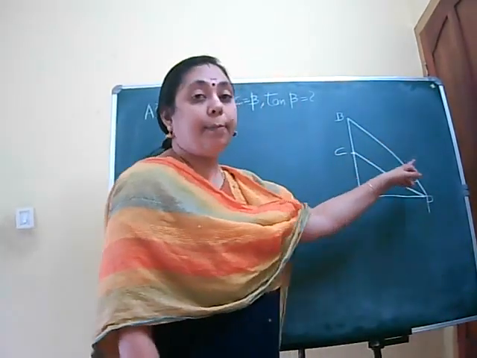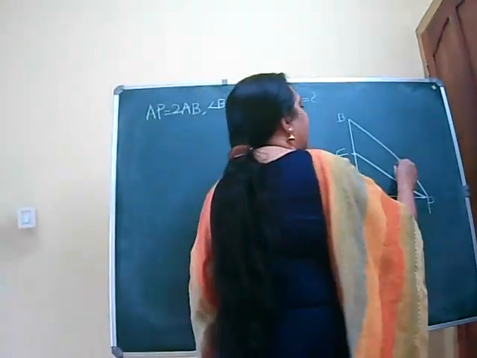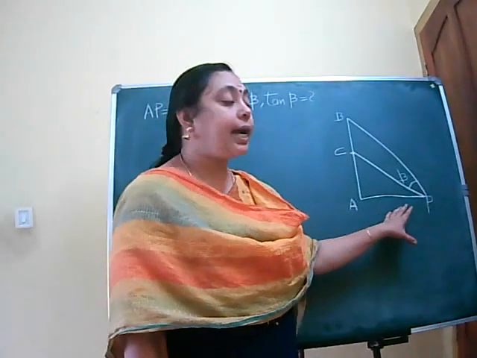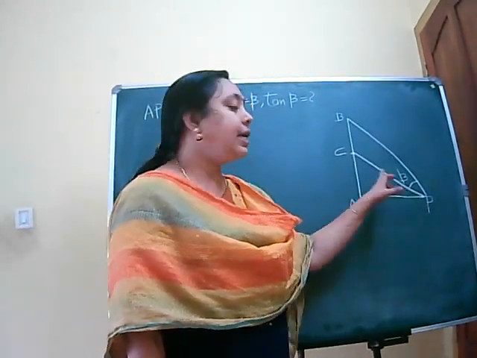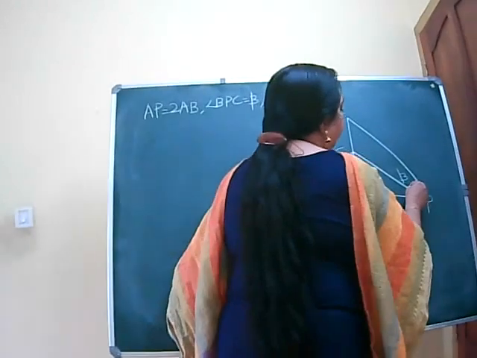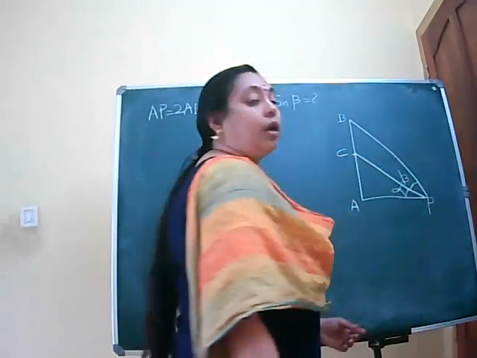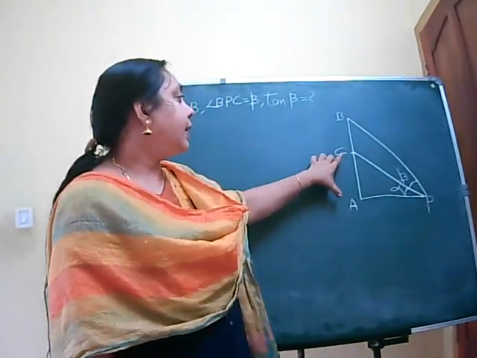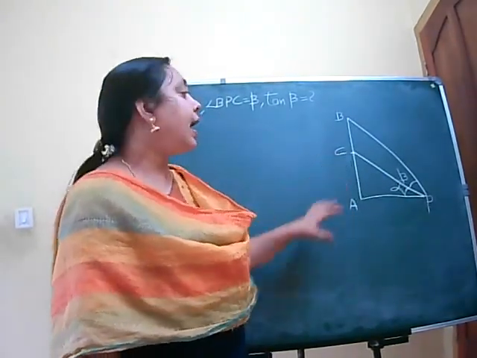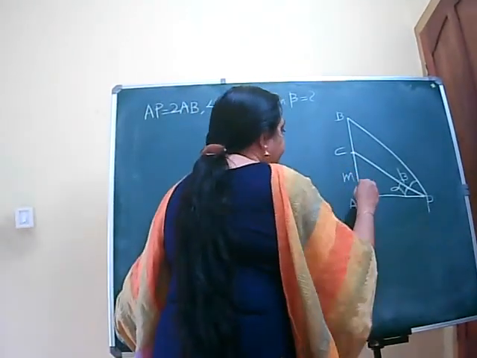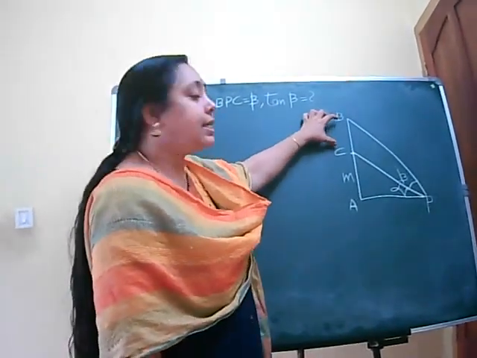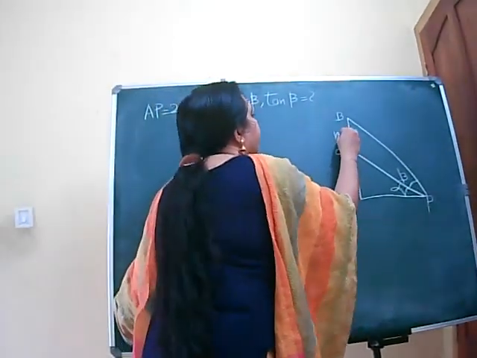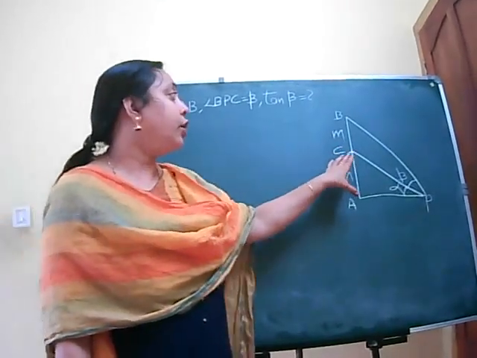that is, angle BPC as beta. Then just choose this angle, that is angle APC, as alpha. Now let us choose this distance between A and C, AC, as m. Then this distance BC is also m, since C is the midpoint of AB.